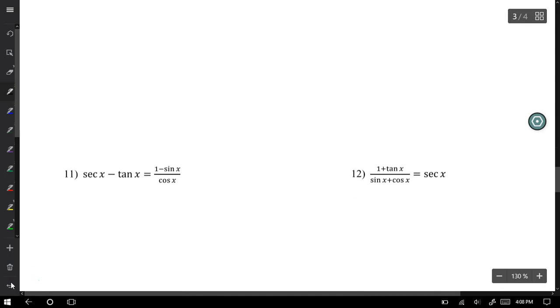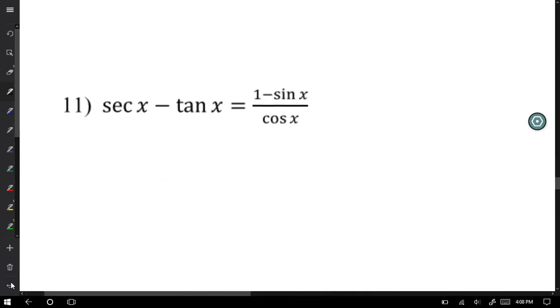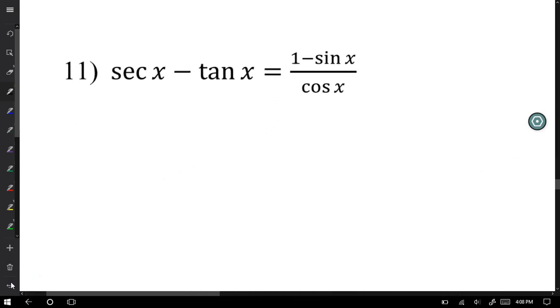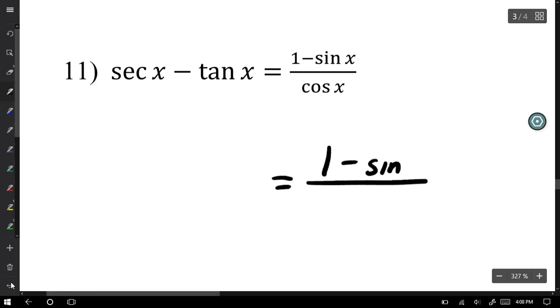So now let's look at number 9. Again, which one do I keep? Which one do I change? And hopefully, based off you watching all the other videos, you should recognize I'm probably going to keep the right side.